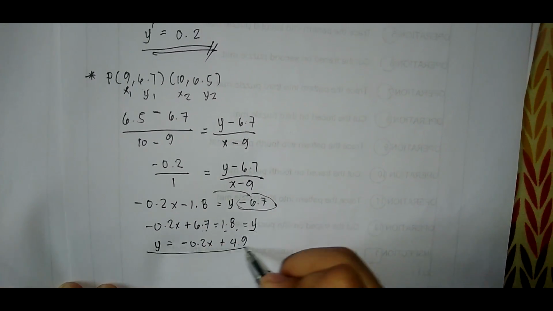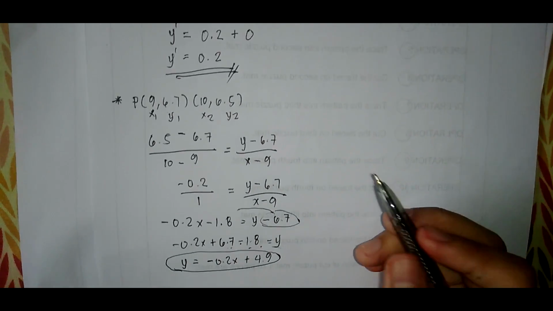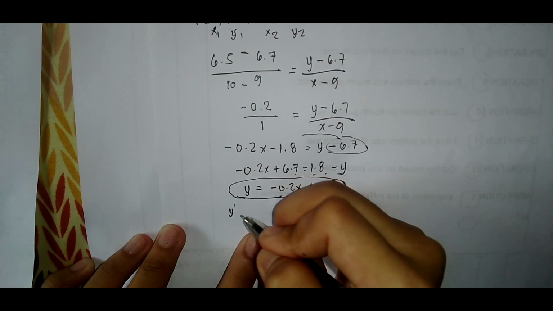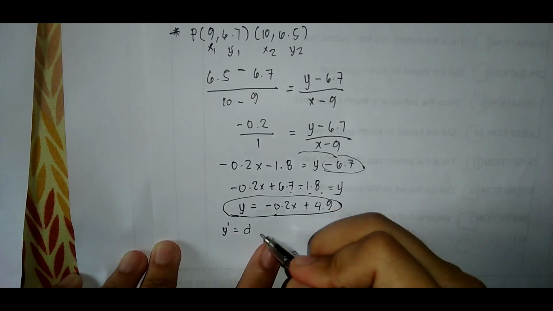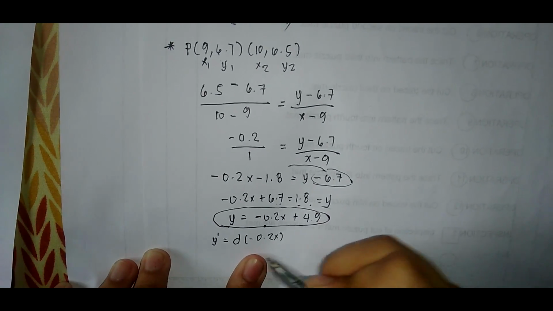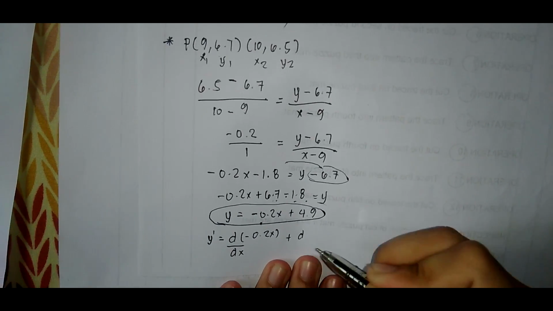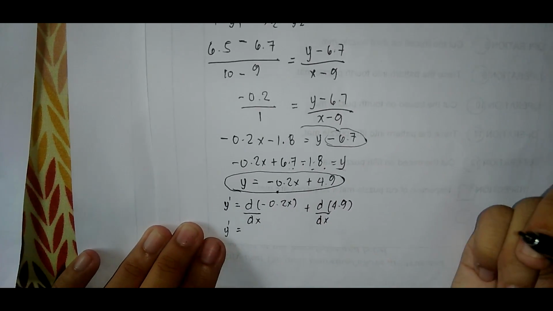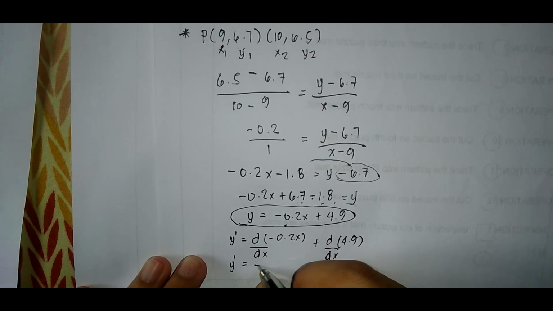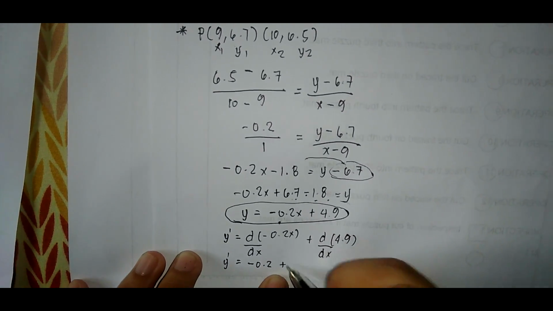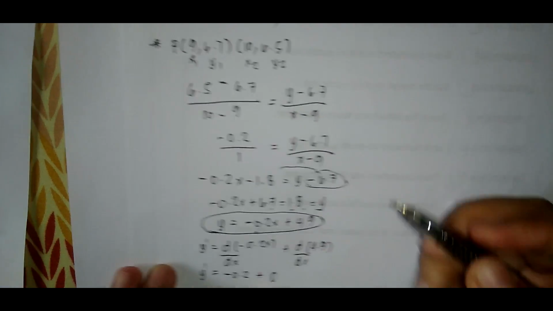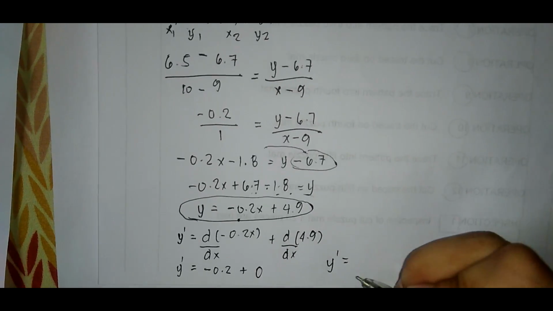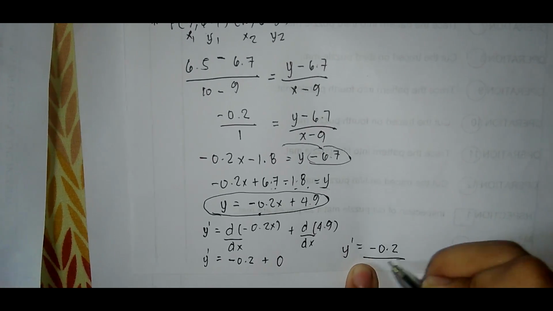So, we have now the equation of the curve. Let's derive this to get the rate of change. So, y prime is equal to the derivative of negative 0.2x with respect to x plus the derivative of 4.9 with respect to x is equal to negative 0.2 plus the derivative of 4.9, which is 0. Then solve. Y prime is equal to negative 0.2.